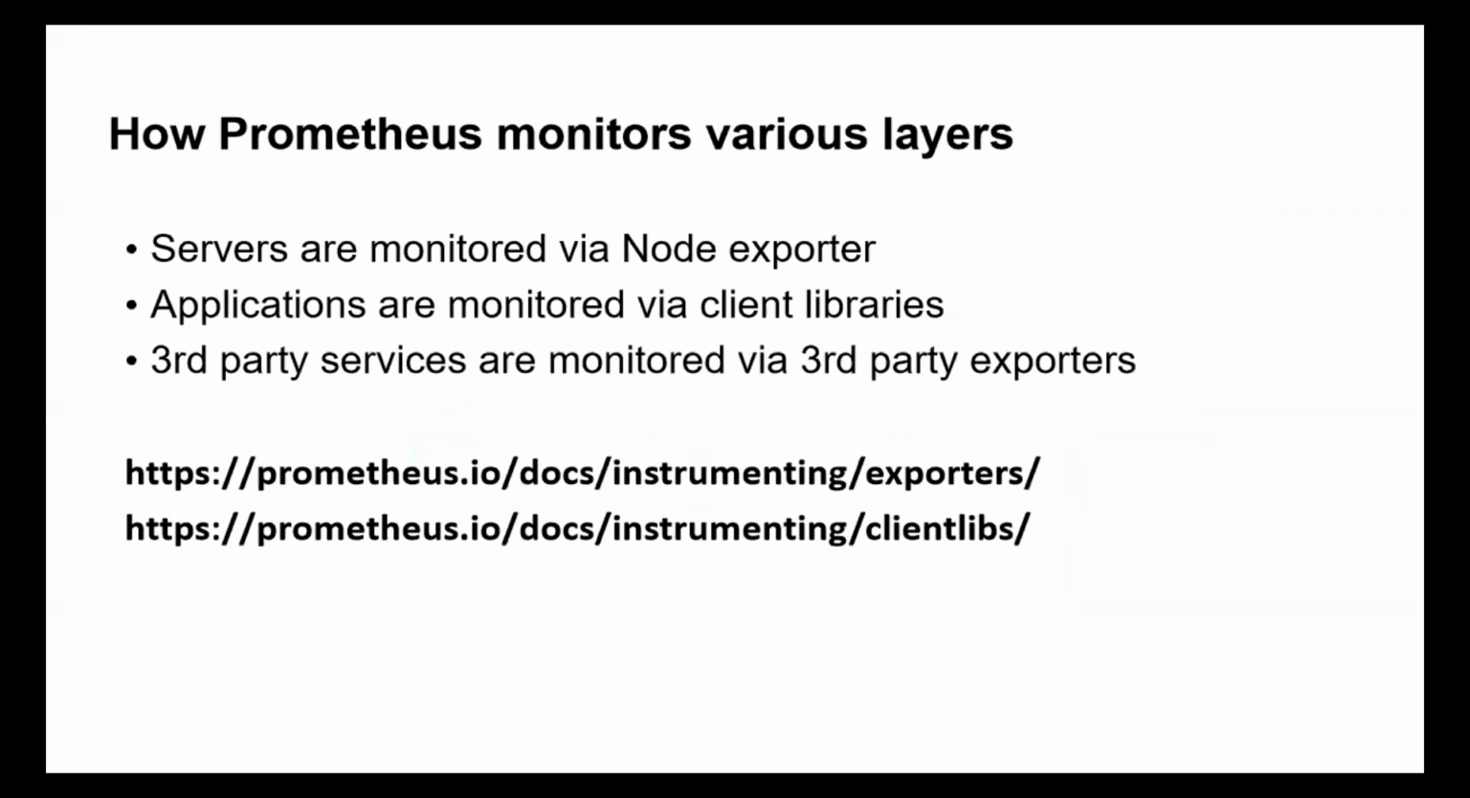And how does Prometheus monitor various layers? For example, if you want to monitor the servers, the applications, and the third-party services, how does Prometheus monitor each of these tiers? If you want to monitor the servers via Prometheus, it can be done via node exporter, right? The server can be a Linux system or a Windows system. You download the node exporter component, which is available from the Prometheus repository. This node exporter will have to be installed on the Linux or Windows system from where we need to collect the metrics.